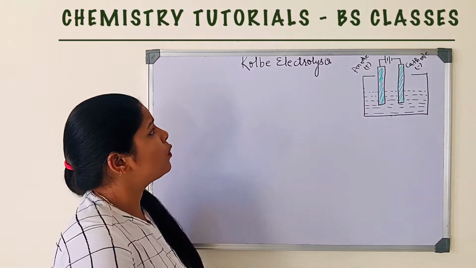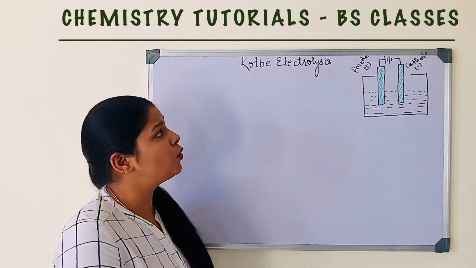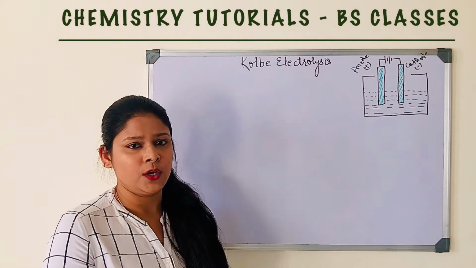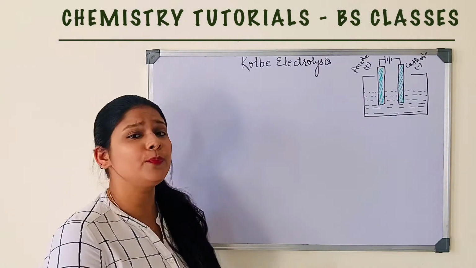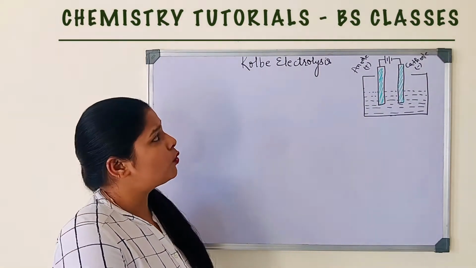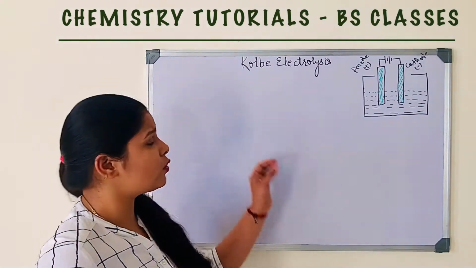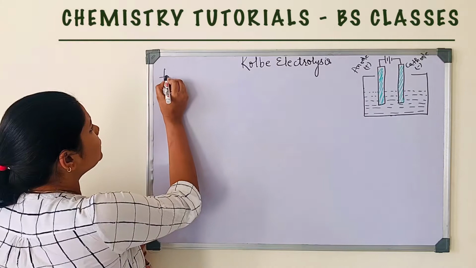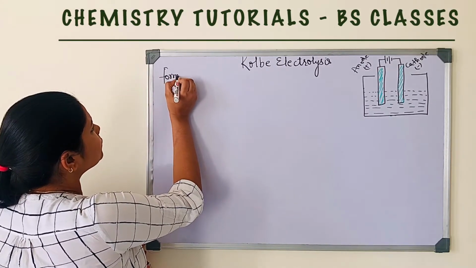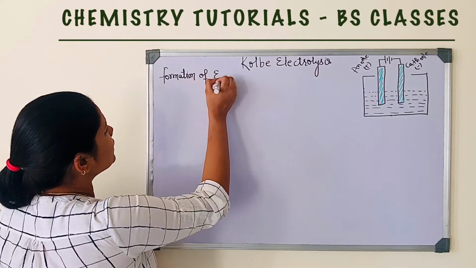Important thing is methane can't be prepared by the Kolbe electrolysis process. So the smallest hydrocarbon or alkane which can be prepared by the Kolbe electrolysis is ethane. So we will focus on the formation of ethane.